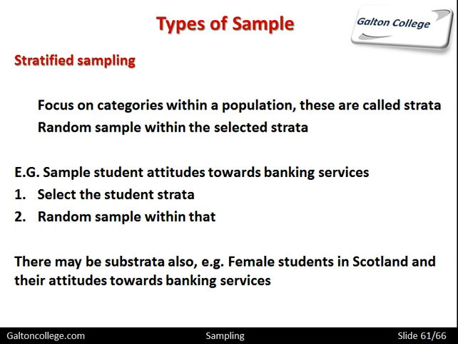There may also be substrata. For example, female students in Scotland, their attitudes towards banking services. So when you select student strata, you have to realize that there are substrata in there. That might be important or it may not be important. It depends on what you're trying to discover. But you have to realize that there are subsamples. And the example I've given is, for example, female students in Scotland. That might be a substrata.